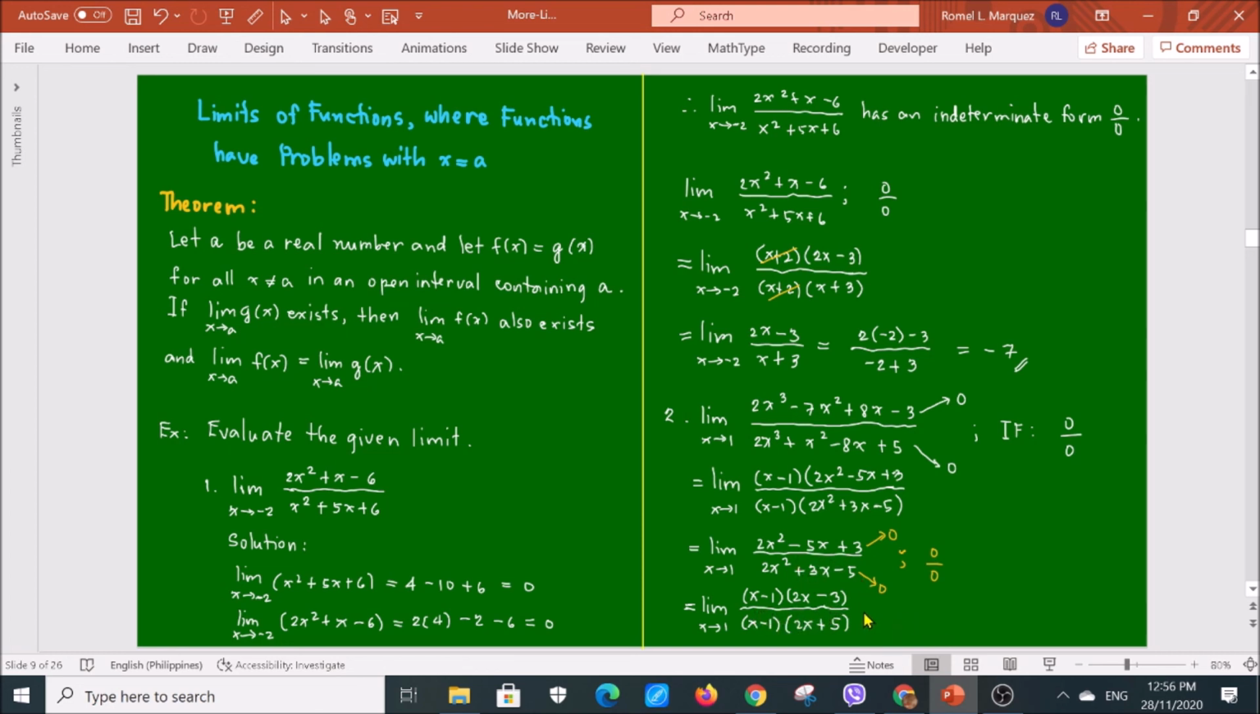Okay. So this is now equal to the limit as x approaches 1 of 2x minus 3 all over 2x plus 5. Now we can find the limit because the denominator is no longer 0. We can apply the substitution rule now. 2 times 1 minus 3 all over, guys, 2 times 1 plus 5. What's the answer? Negative 1 over 7. Okay?